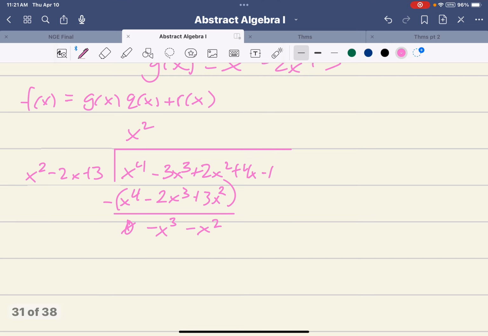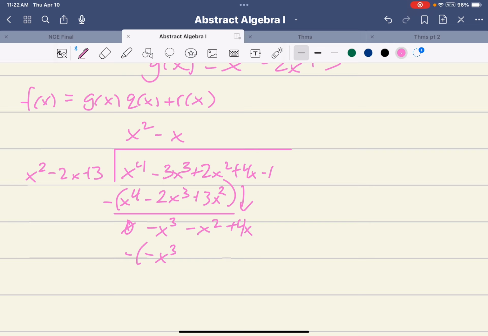Great. Now, what do I multiply x squared by to get negative x cubed? Well, that's going to be negative x. Whenever I do long division, I don't focus on the signs, I just make them match, because what I want is a negative x cubed down here. I don't want a positive because I'm going to be subtracting eventually, right? Oh, and then I need to pull down the 4x, sorry. Plus 4x.